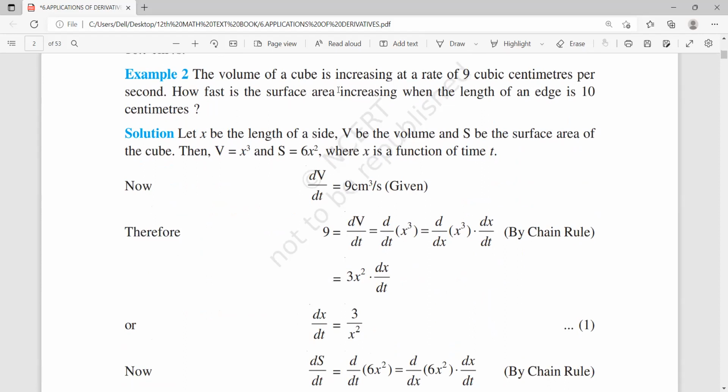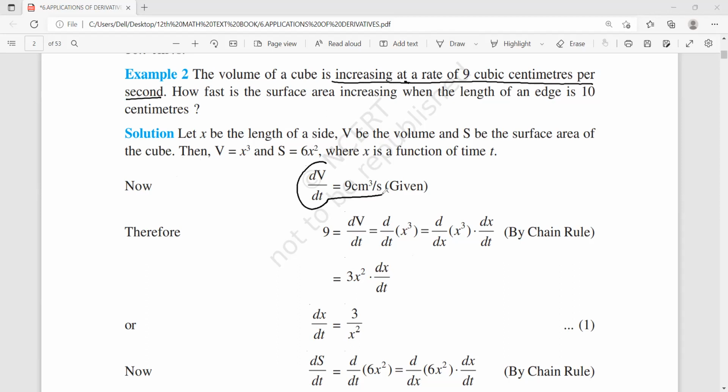Now, next question. The volume of a cube is increasing. First you should write the information he gave. The volume of the cube is increasing. I told you, change means either increasing or decreasing. Increasing at the rate of 9 cubic centimeters per second. Per second means time. So the rate of change in volume is d by dt, with respect to time.